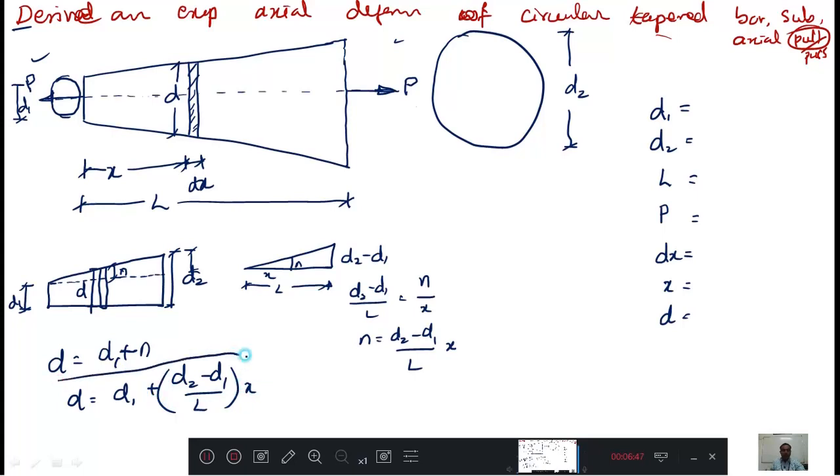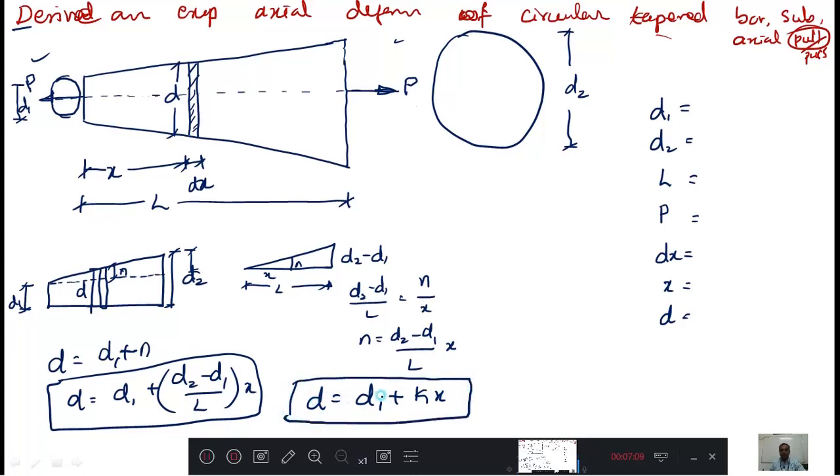This is a very big expression for the diameter, and every time I cannot write it. Therefore I will consider one substitution so that my work becomes easy. I call d equal to D1 plus k into x. Here k is (D2 minus D1) divided by 2L. This is your expression for k. Now you know what the diameter and k are.